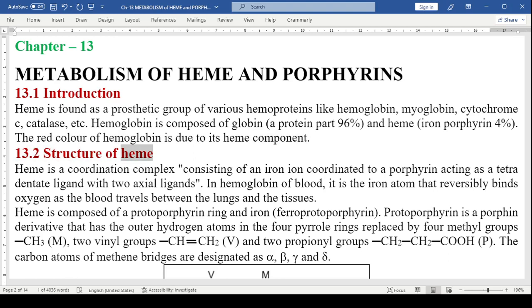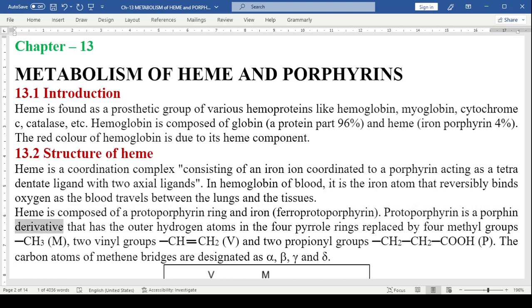13.2 Structure of heme. Heme is a coordination complex consisting of an iron ion coordinated to a porphyrin acting as a tetradentate ligand with two axial ligands. In hemoglobin of blood, it is the iron atom that reversibly binds oxygen as the blood travels between the lungs and the tissues. Heme is composed of a protoporphyrin ring and iron, ferroprotoporphyrin.